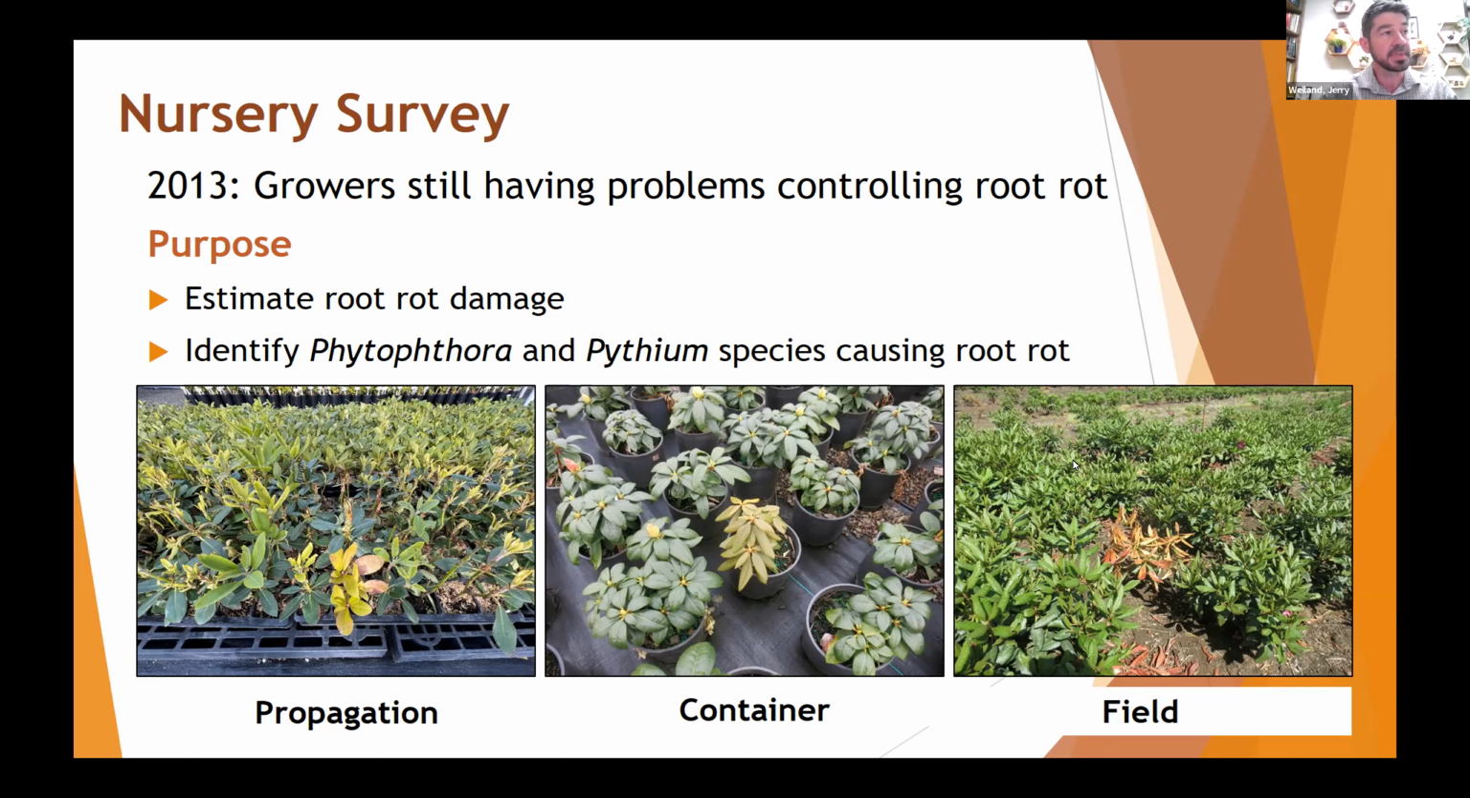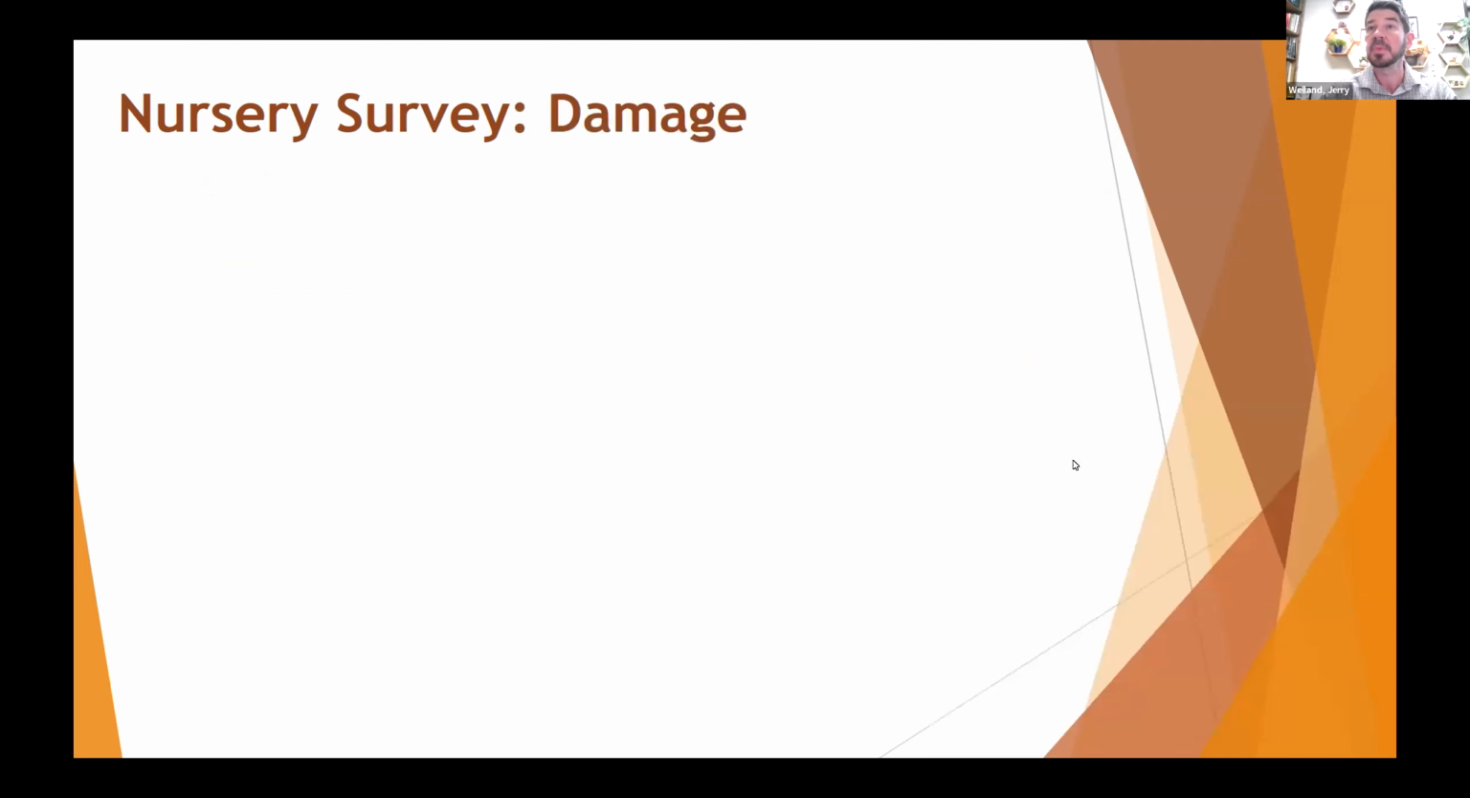I would hope we would be seeing less with all of these management strategies that have been developed. And the second major purpose of the study was to identify the Phytophthora and Pythium species that were associated with root rot now. Maybe there's been a change away from cinnamomi. Maybe there's something else. And to do that, we looked at rhododendrons in 3 of the production systems. We looked at recently rooted, very young rhododendrons in propagation systems. We looked at rhododendrons with root rot in container systems, and we also looked at them in the field.